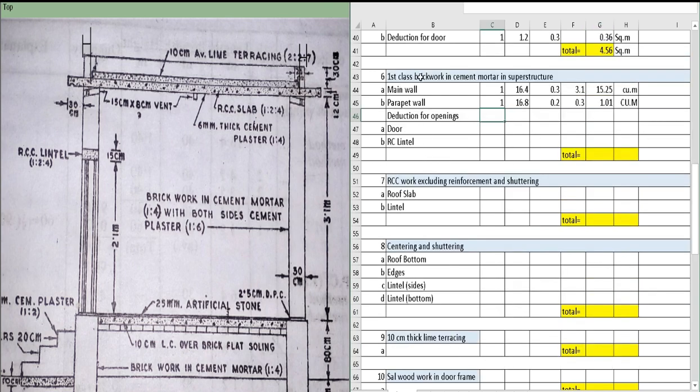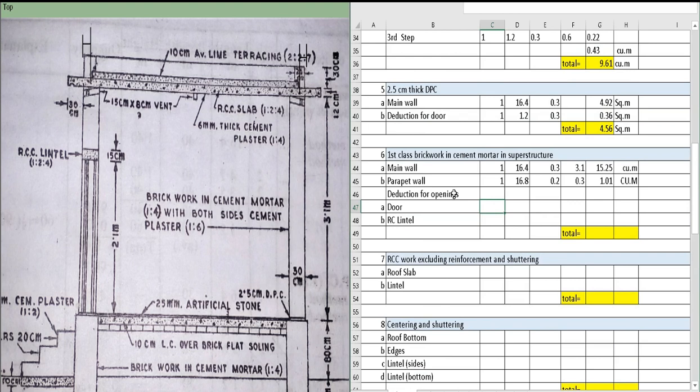While doing this first class brickwork in cement mortar in superstructure, we have not considered the doors. So we have to deduct those doors because in the door portion we do not have the first class brickwork. So we have the number of doors 1. The length of the door is 1.2 meter. The width of the door is 0.3 meter and the height of the door is 2.1 meter. So I get total quantity 0.76 cubic meter.